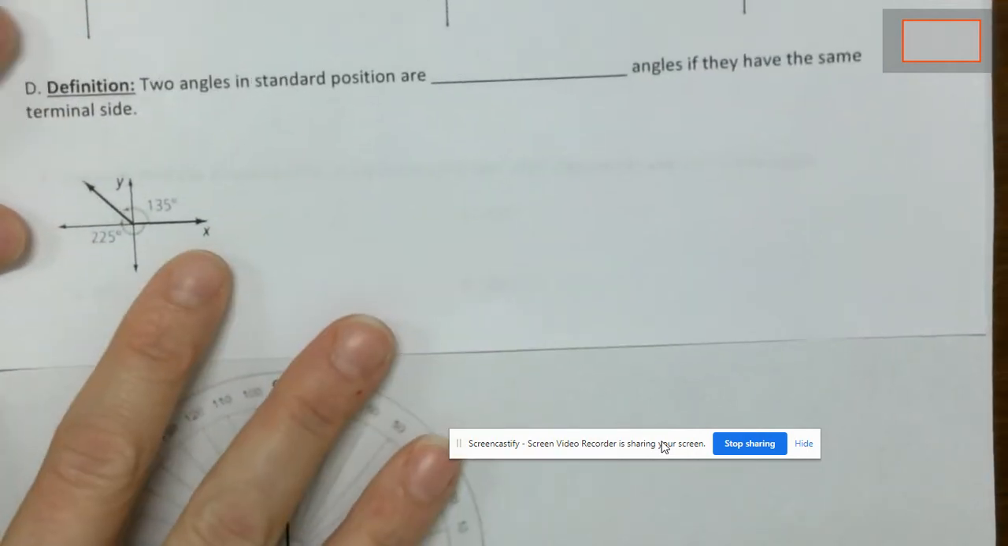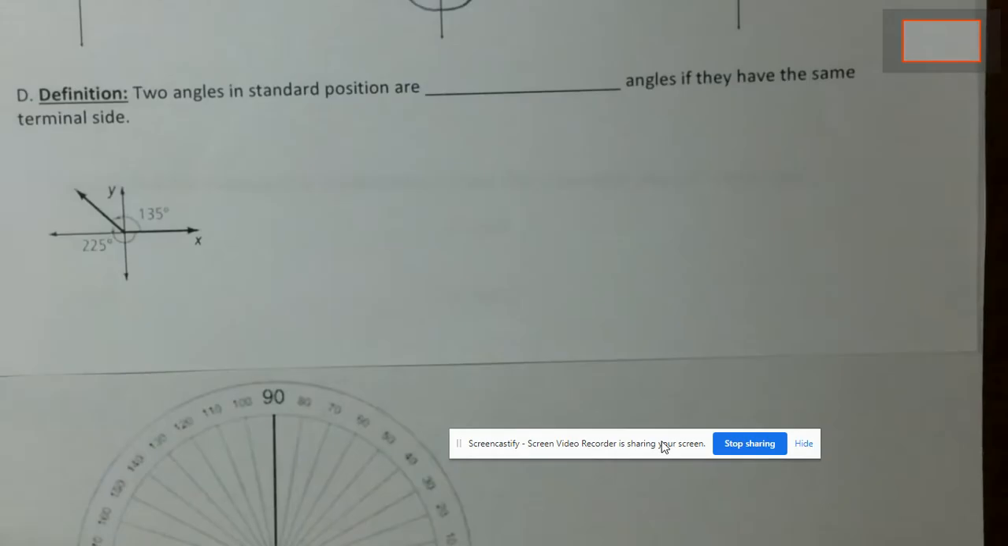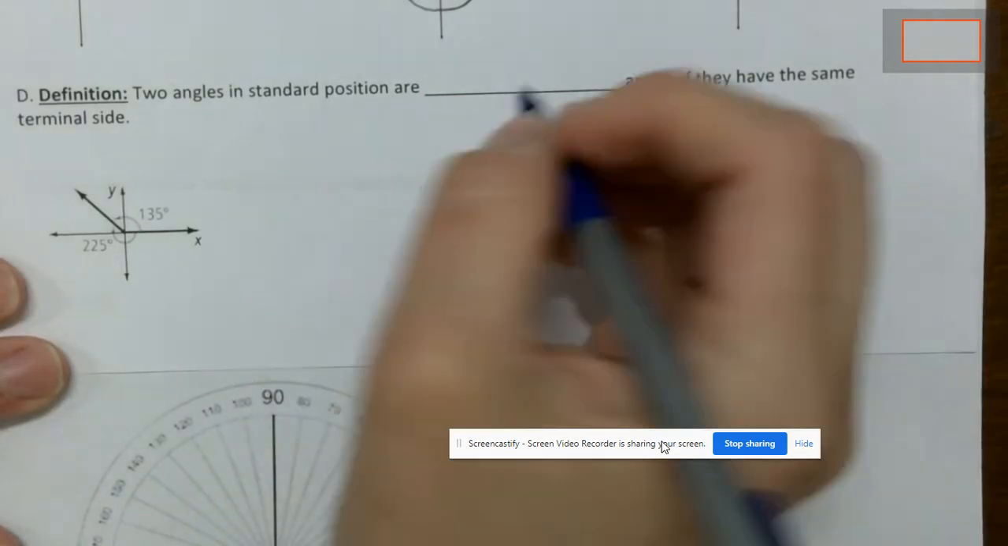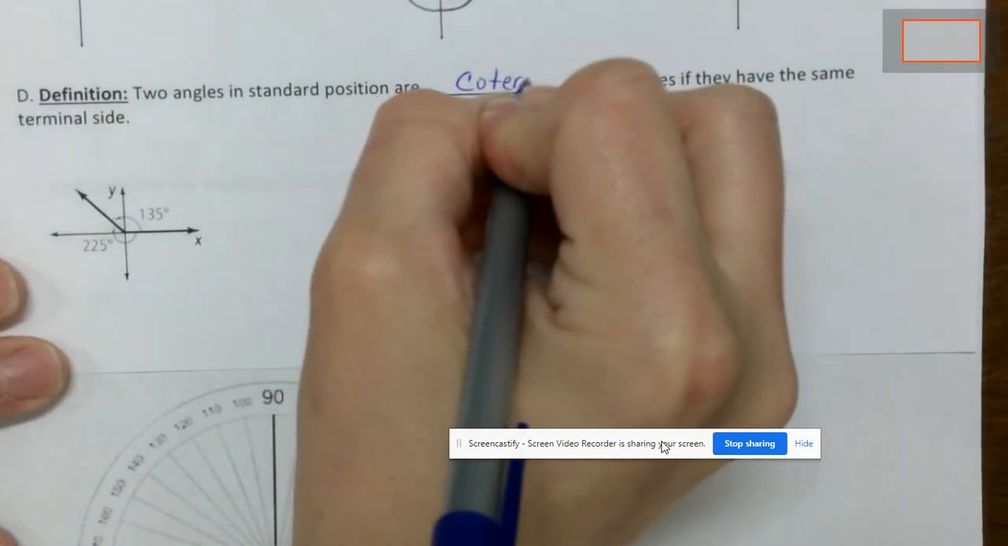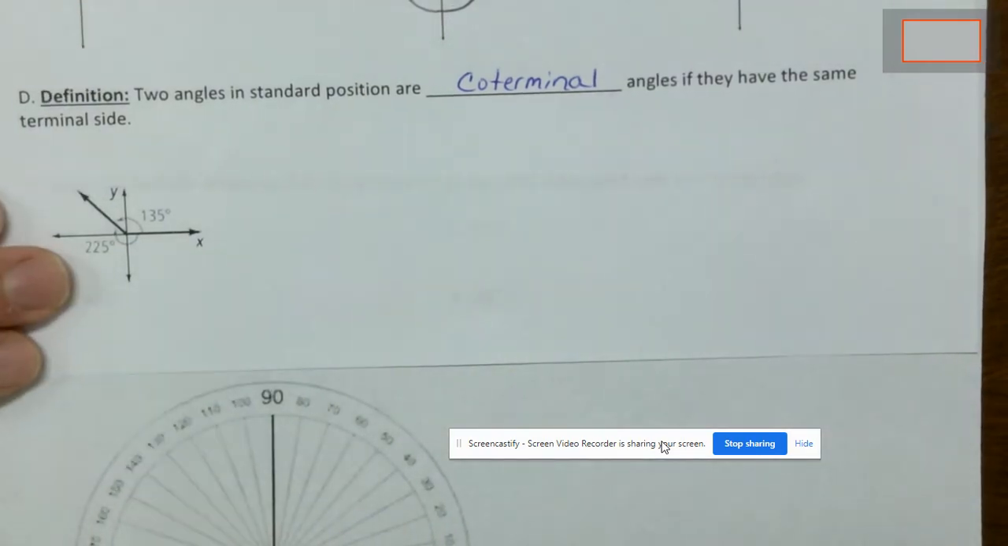Hey guys, so the last thing we're going to look at in this lesson is what's called coterminal angles, okay? And we're going to get that definition. Two angles in standard position are coterminal angles if they have the same terminal side. So I've given you a little diagram here to show you what that means.